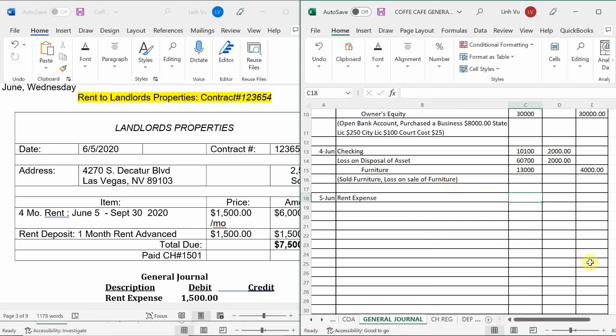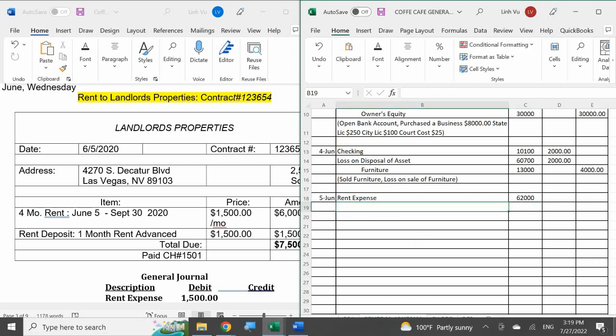Okay, 62,000. We purchased prepaid rent. We bought 3 months in advance, because June doesn't count because that's the current month that we are paying for. We're in the month of June. So in this case, we purchased 3 months of rent in advance. And we also made a deposit. And we paid with a check.